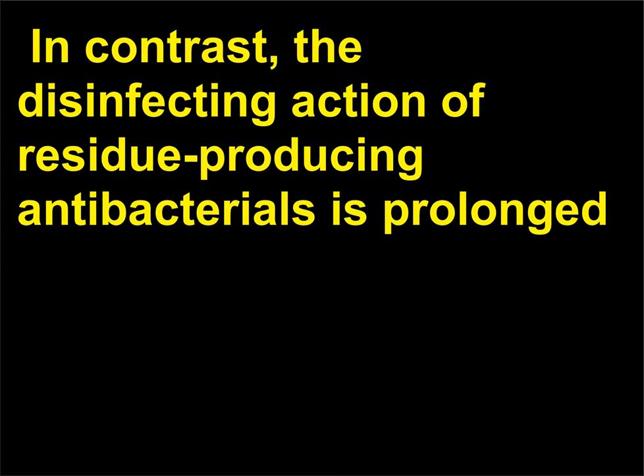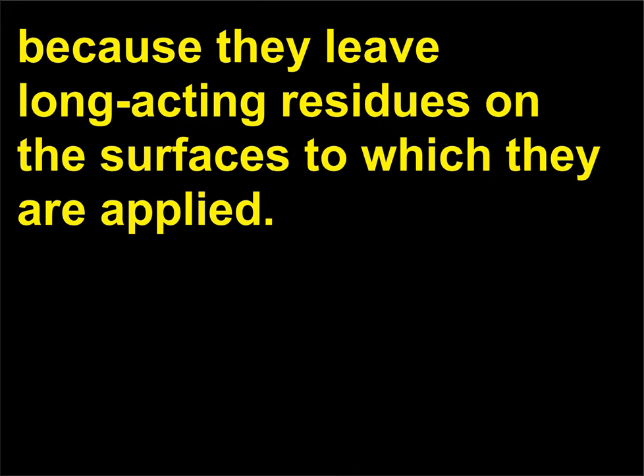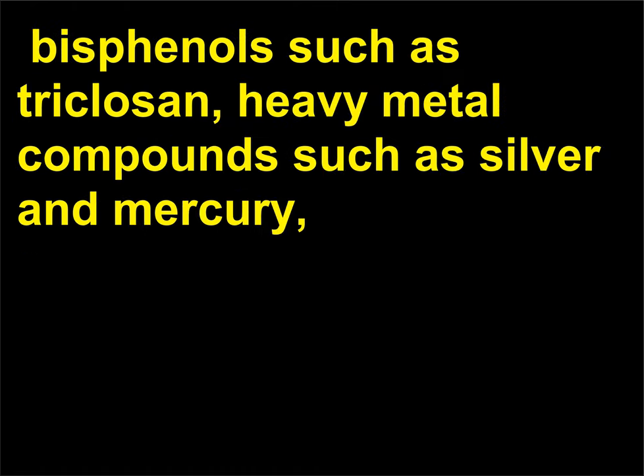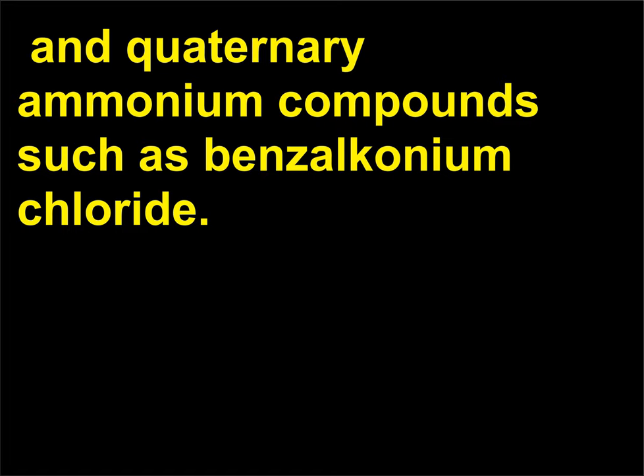In contrast, the disinfecting action of residue-producing antibacterials is prolonged, because they leave long-acting residues on the surfaces to which they are applied. Examples of residue-producing antibacterials are anilides such as trichlocarban, bisphenols such as triclosan, heavy metal compounds such as silver and mercury, and quaternary ammonium compounds such as benzalkonium chloride.